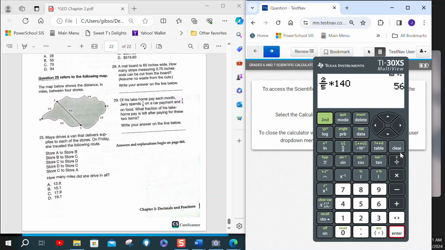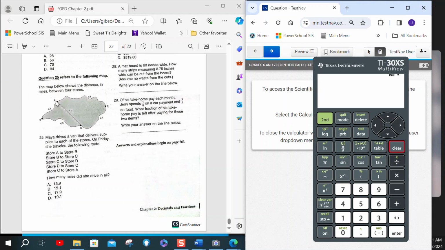Okay, now we come here to problem 25. The map below shows the distance in miles between 4 stores. Maya drives a van that delivers supplies to each of the stores. On Friday, she traveled the following route. It says store A to B, B to C, C to D, D to C, C to A. How many miles did she drive in all? So we have to do this one at a time.